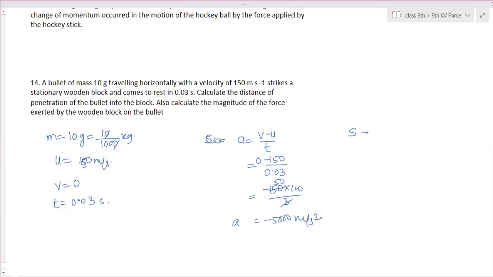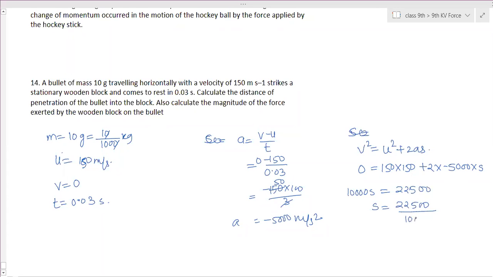So what you need is the distance covered, s. v square is equal to u square plus 2as. v is 0, u is 150. So 0 equals 150 into 150 plus 2 into minus 5,000 into s. That is 10,000 s equals 22500, so s is equal to 22500 by 10,000, which is 2.25 meter.